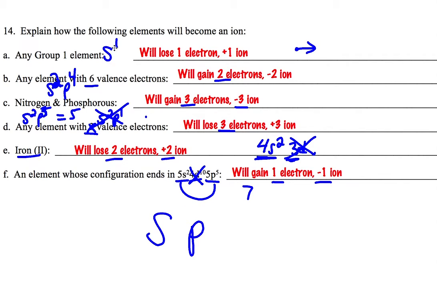Even this guy, like we have s1. Say in your head, well, that's p0. There's nothing in the p. We didn't even fill the s, never mind the p. So we are a long way from being stable. But always think s and p together.